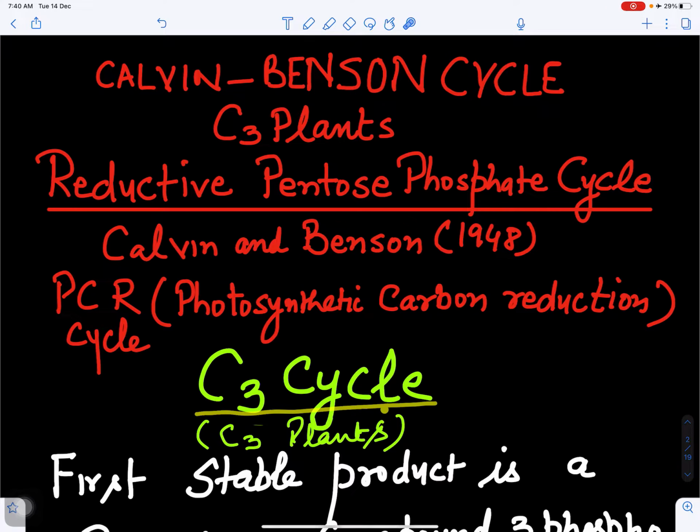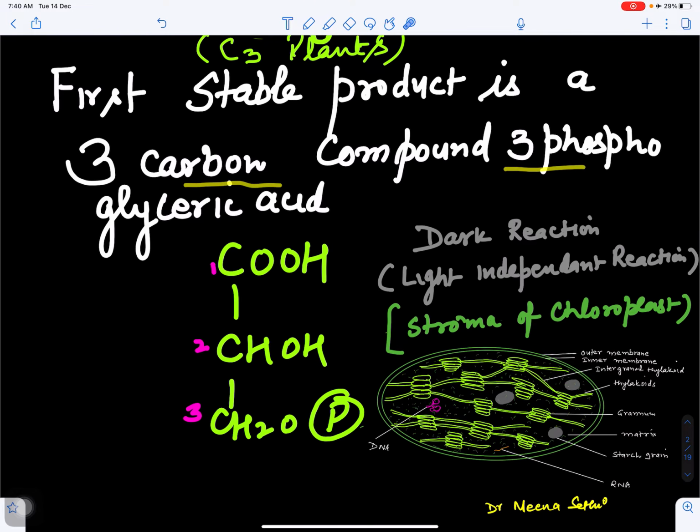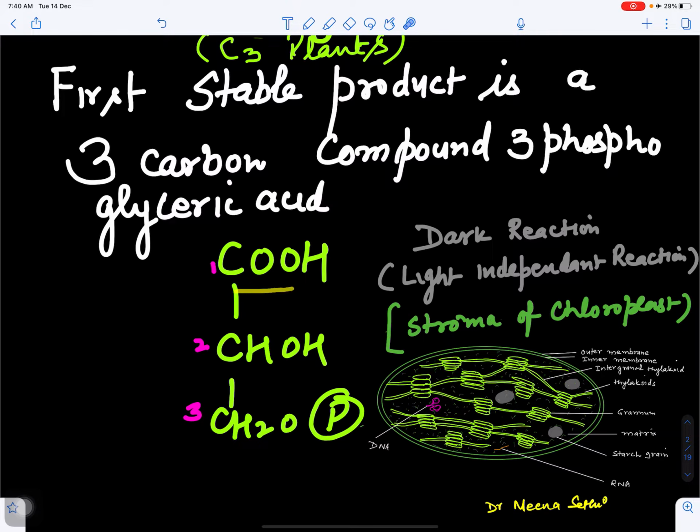Now, why is this called the C3 cycle? Because the first stable product produced during this cycle is 3 carbon in length, called 3-phosphoglyceric acid. So we can write this as COOH, CHOH, CH2OP, 1, 2 and 3, 3 carbon in length. So this is called the C3 cycle.